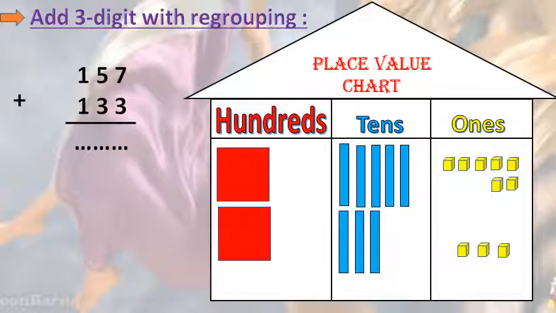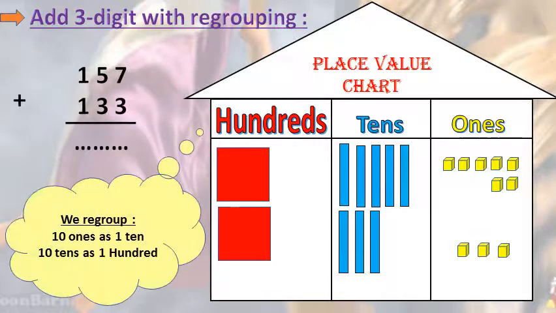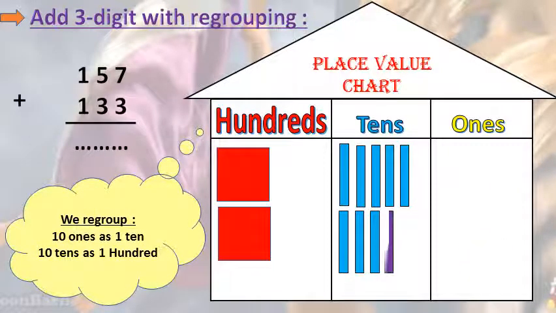Let's count starting from the ones. I have 7 plus 3 equals to what? Yes, it's gonna be equals to 10. So I'm going to put the 10 in the ones room? No, I'm going to regroup these 10 ones into 110, like this. Okay? Then I'm going to count the tens.